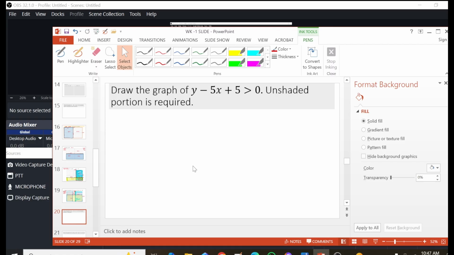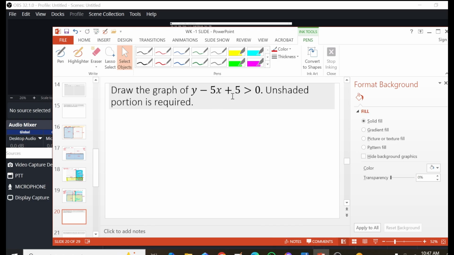Now, what if something is a line of this form? Draw the graph where the unshaded region is required. This looks like the equation of a line. For the equation of a line, we use the intercept method to get the region to be shaded.